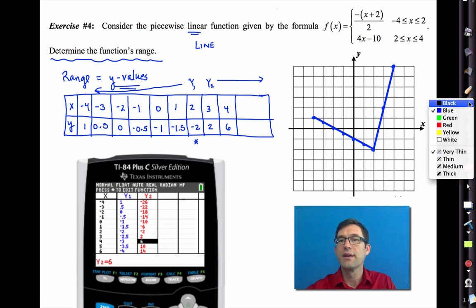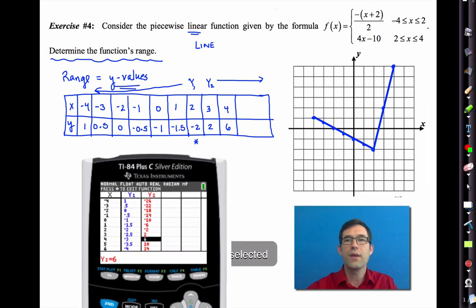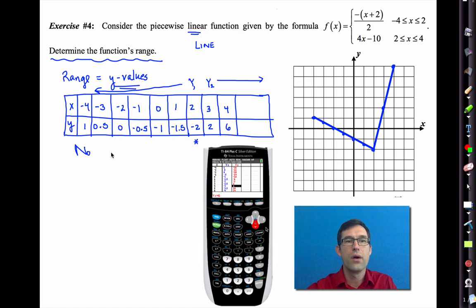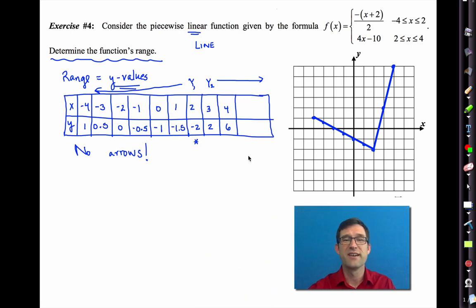Now I want to really emphasize something right now. No arrows. I also don't need my graphing calculator anymore, so let's get rid of that. Bye-bye TI-84. I don't want to put any arrows on because the function doesn't extend any farther. In fact, the domain of this function, I know that's not what the problem asked for, but the domain, the x values, go from -4 all the way to +4, but nowhere else.